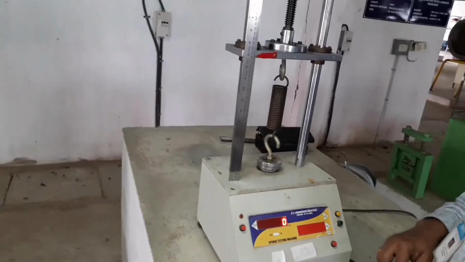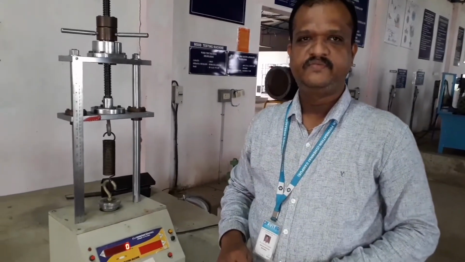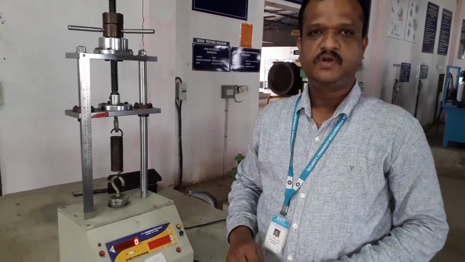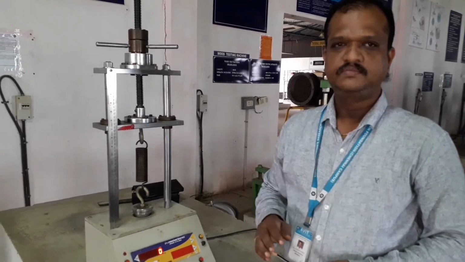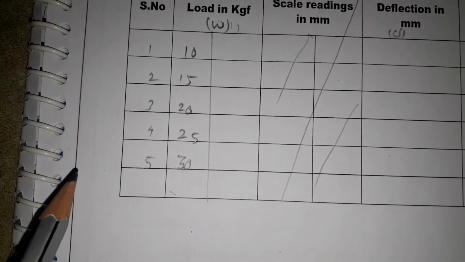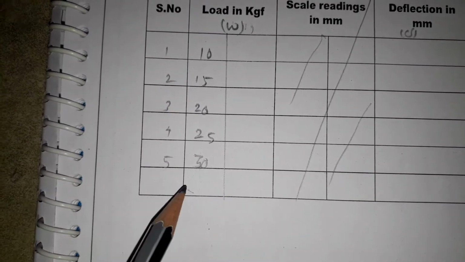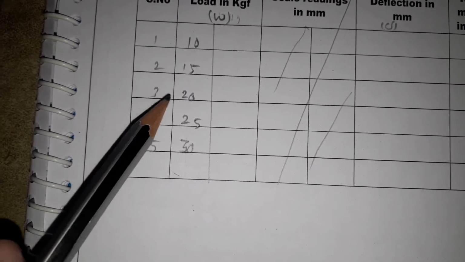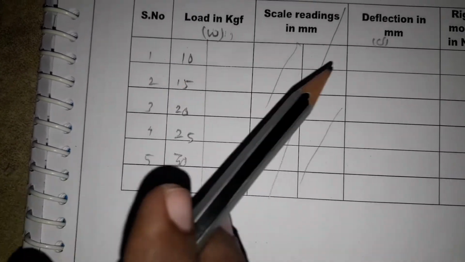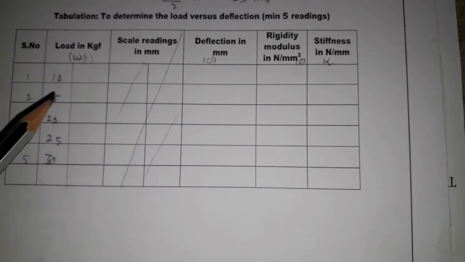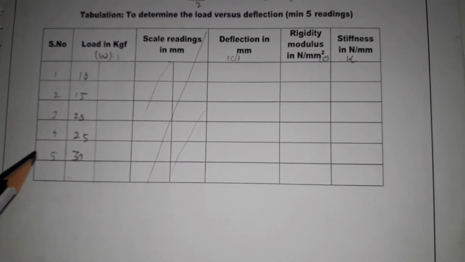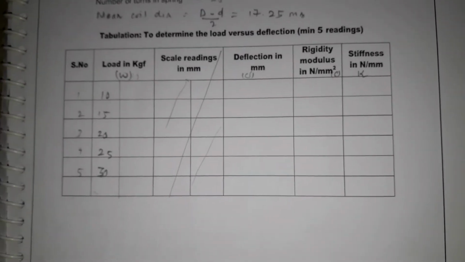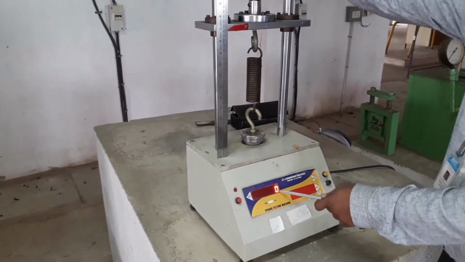Now I am going to gradually increase the load. How much should I increase the load? Gradually 10, 15, 20, 25, 30, whatever you wish. The ranges are already mentioned in this table: 10, 15, 20, 25, 30, and with respect to each load, see how much deflection will happen. You should take up to 30. Now I am going to apply the load. See here, no load is applied.